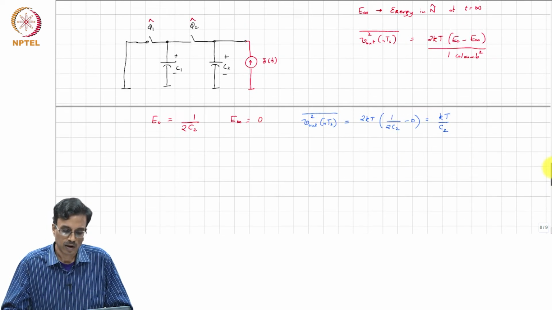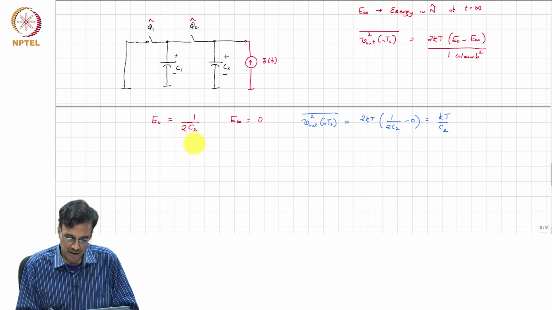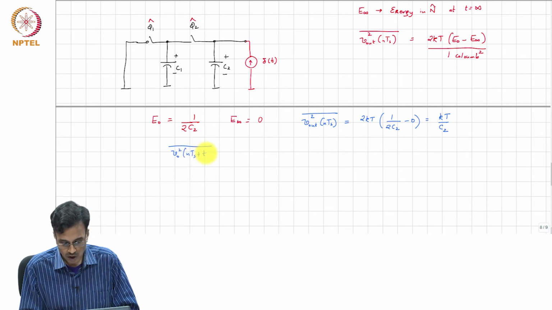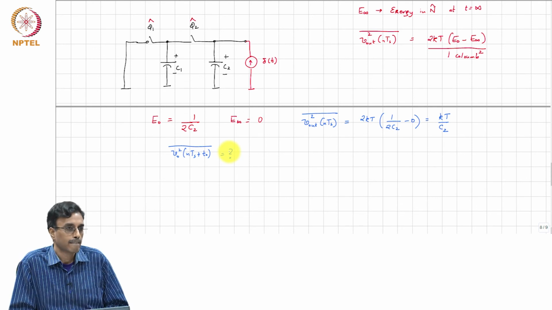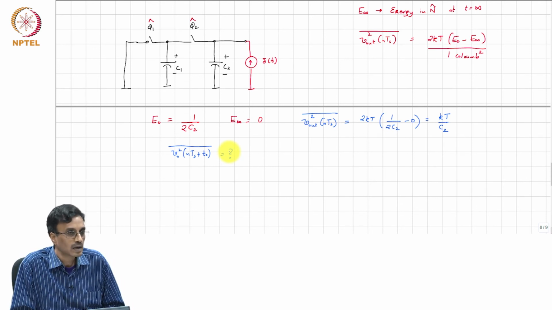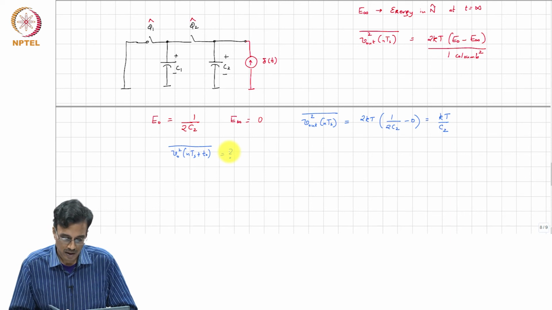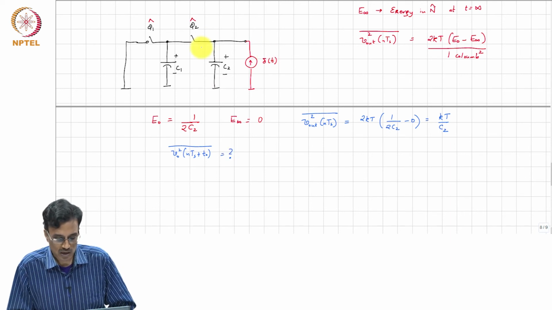Now, what comment can we make if, for instance, we wanted the mean square value of noise at time t plus t naught? What would we do? We have to apply the impulse at minus t naught, that is, delta of t plus t naught. So, if you apply the impulse at minus t naught, what is going to change?